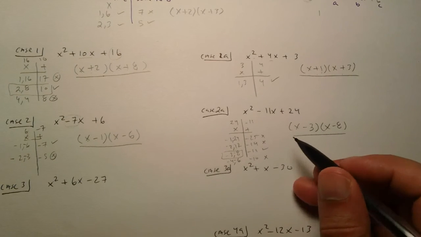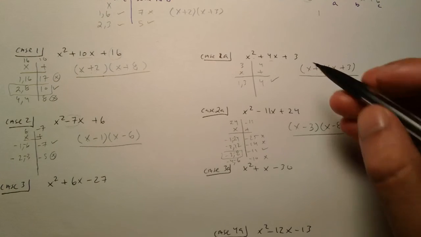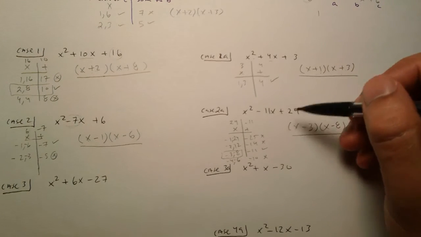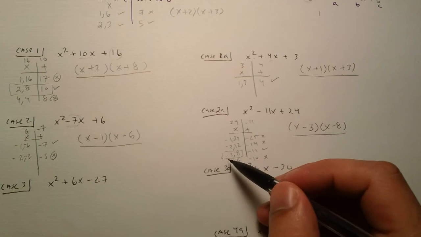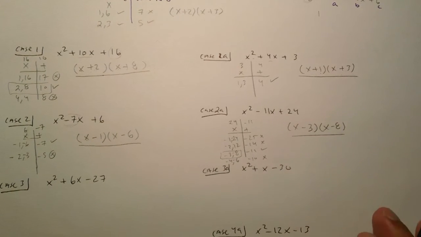Alright, so hopefully it's pretty straightforward. So whenever our c value is positive, then our factors are going to follow the signs of b. Okay, so then let's move on.